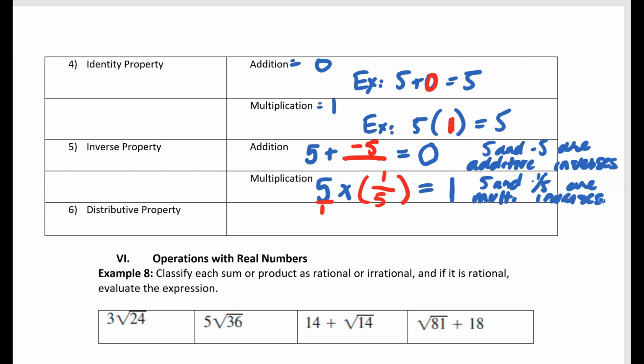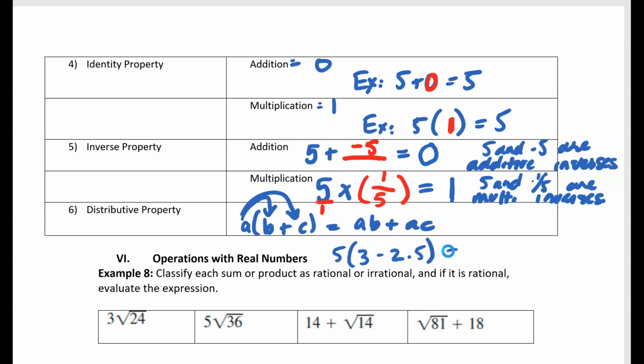Okay, and then the distributive property, this is the same as what we've talked about before. It's just we're acknowledging that it applies to all real numbers. So it just means that if you have a number on the outside of the parentheses with addition or subtraction in the middle, you can take that outside number and multiply it by what's inside. So for example, 5 times (3 minus 2.5) is the same thing as, and I'm doing a subtraction example here, 5 times 3 minus 5 times 2.5.